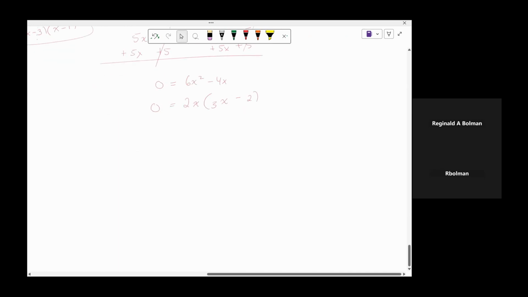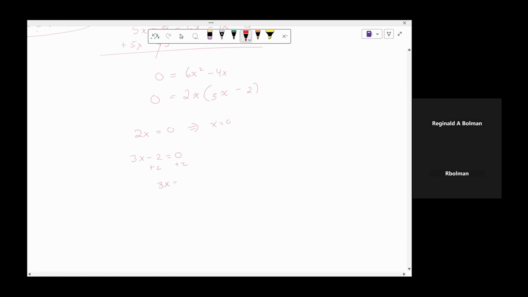So what is your solution? By the zero law, it means we need to set our factors equal to 0. Of course, if we set 2x equal to 0, that means x must equal 0 by the zero law itself. And if we set 3x minus 2 equal to 0, and we add 2 on both sides, let's see, x will equal 2/3.